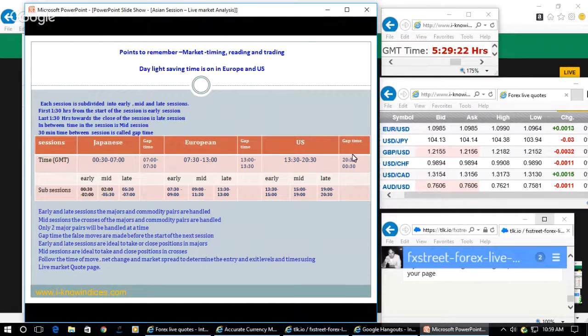Now these are all the market timings. So the session timings are given here. From next weekend onwards, the daylight saving system will be off in Europe. Then from 31st of October onwards, you will find that the European session will start by 8 GMT.